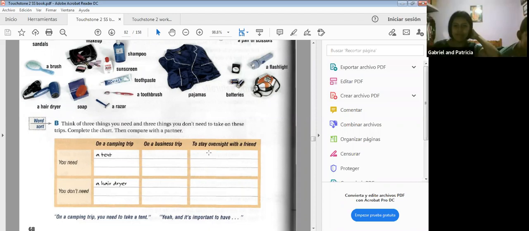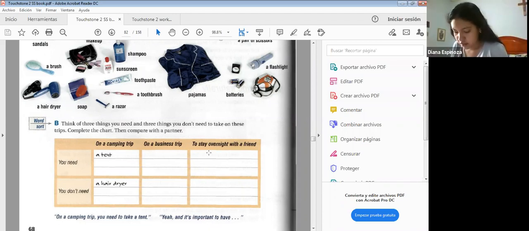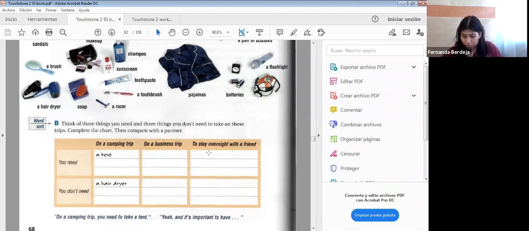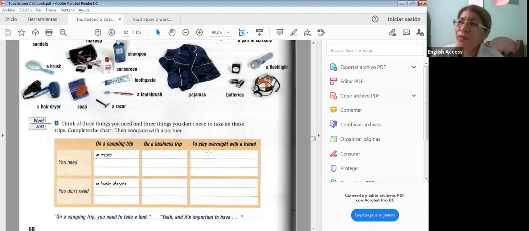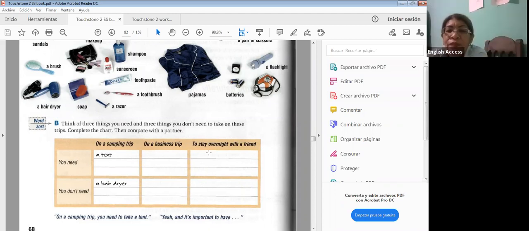A brush, a flashlight, and batteries. Okay, Diana. Sandals, a flashlight, a pair of scissors. Okay, Fer. Sandals, bathing suit, insect repellent. Bathing suit. Yes. Okay, the last one, to stay overnight with a friend.